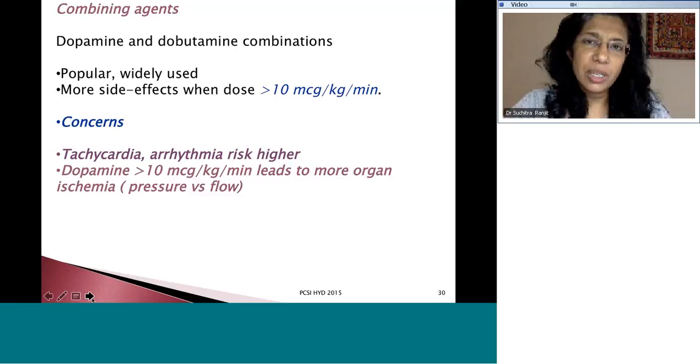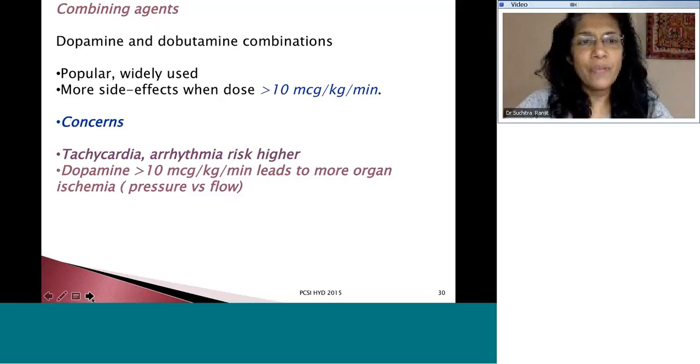So this is a short table of each agent, and I'm not going to go through all of these, it's just a summary. But here, the choice of vasoactive agent depends on the underlying pathophysiology.